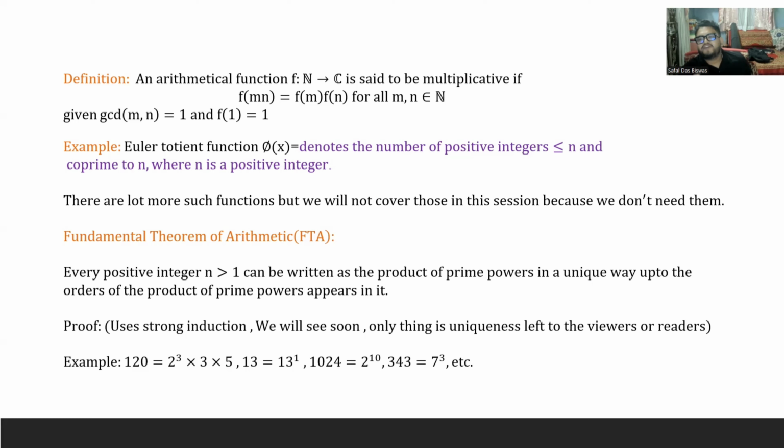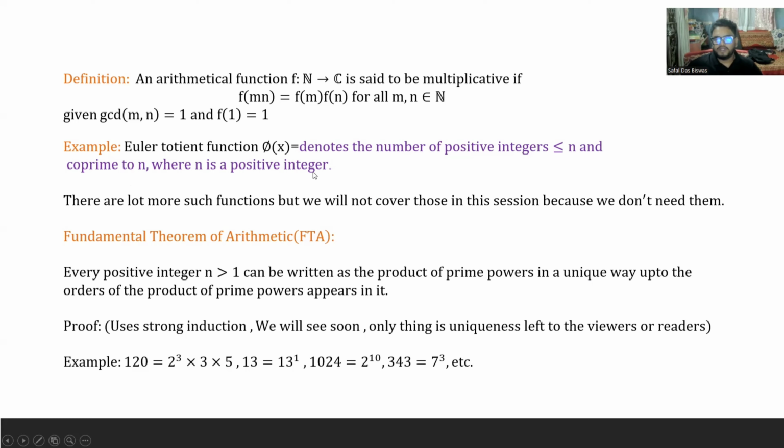And you can see that phi of 2 is 1, and phi of 3 is 2. That means phi of 6 is just phi of 2 into phi of 3. And the amazing part is 2 and 3 have GCD 1. And you can see the definition of a multiplicative function is verified, right? Because phi of 6 is just phi of 2 into phi of 3. So this is one of the examples.